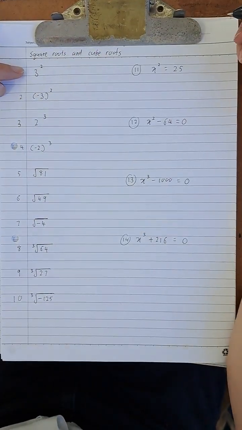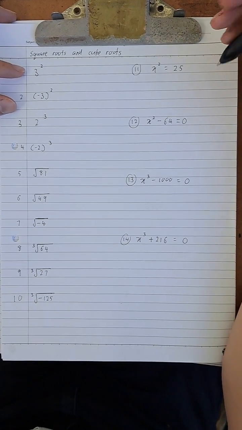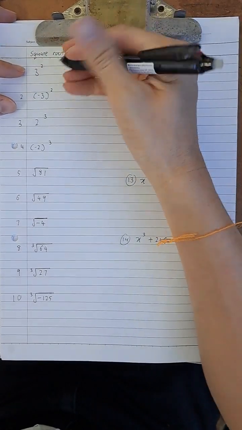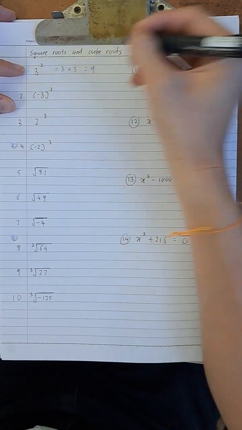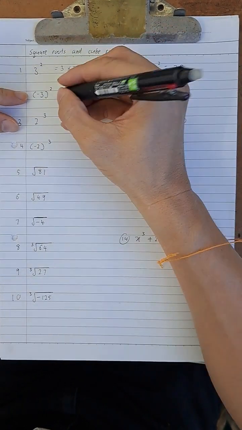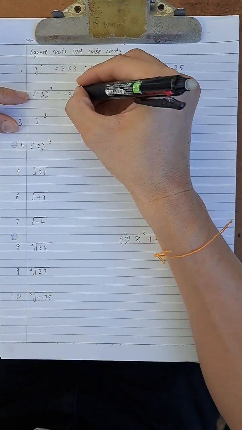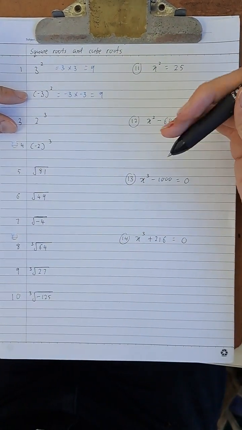Okay, let's explore how to do this question over here. So we have 3 squared over here. So basically it means 3 times 3, and that will give us 9, right? And over here we have negative 3 squared. So basically it means negative 3 times negative 3, and that will give us 9 again.